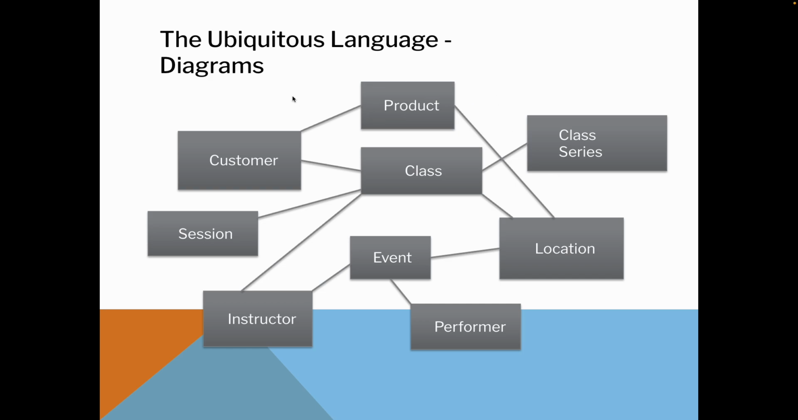As you can see here, we have the key concepts. We have a customer, which can enroll in a class. So that's one of the goals of the system. The other goal is buying products from the music store. And then there's also events. A performer can play at an event, or an instructor can play at an event, and an event is hosted at a location.